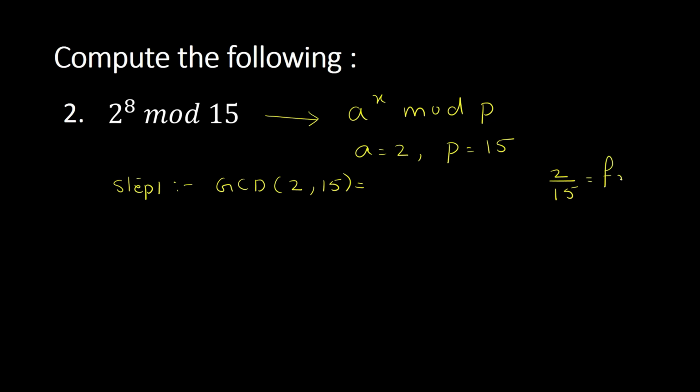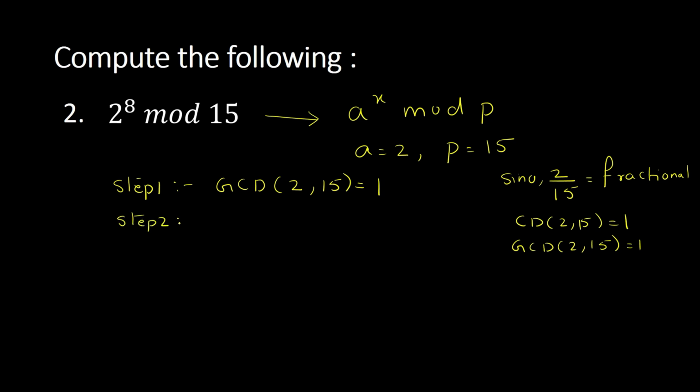If you get a fractional number, that means the common divisor between 2 and 15 is only 1 and there is no other common divisor, that is, the greatest common divisor between 2 and 15 is 1. And since this condition is satisfied, we now move on to step 2.